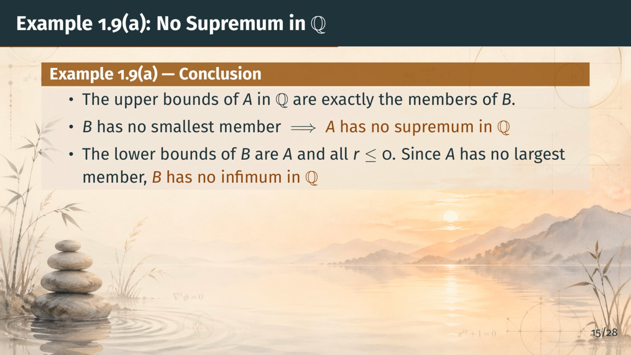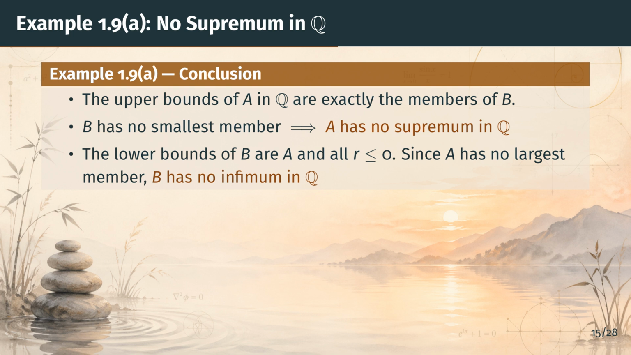The upper bounds of A within the rationals are exactly the members of B. Why? Any rational upper bound of A must satisfy p squared greater than or equal to 2. But since no rational has p squared equal to 2, it must satisfy p squared greater than 2, placing it in B. Now, B has no smallest member, as we proved in the introduction. That means there is no least upper bound for A within the rationals. A has no supremum in Q.